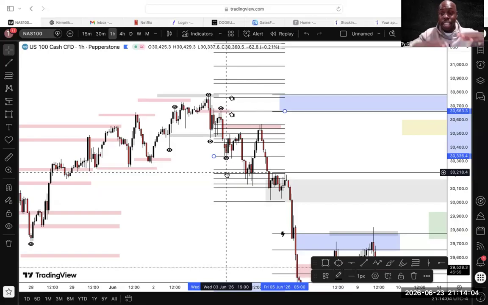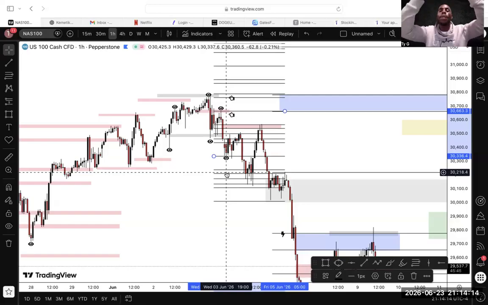Not the support, it's telling you where the liquidity is. The liquidity sits under and above highs and lows. Y'all do get that, right? Liquidity is a pull under support. Liquidity is a pull above resistance, not just support and resistance. I want to add clarification to that.